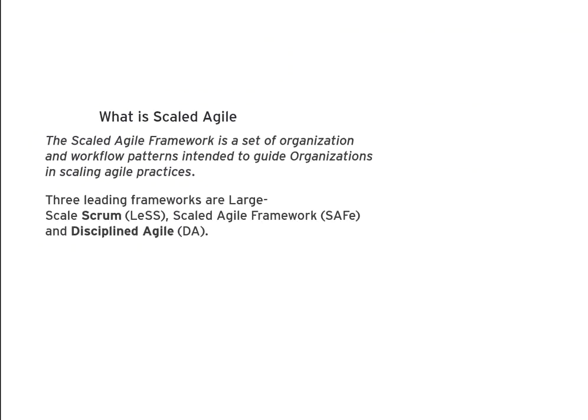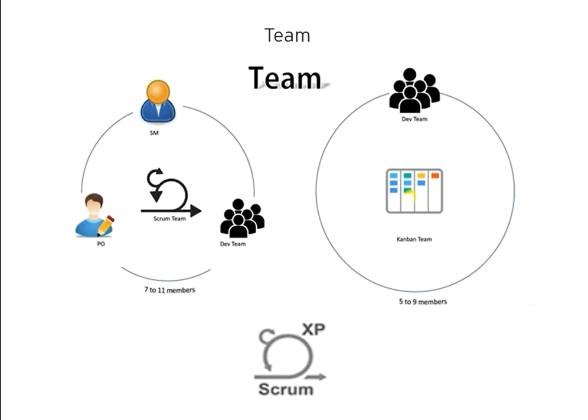So let's start with what is Scaled Agile. The Scaled Agile Framework is a set of organization and workflow patterns intended to guide organizations in scaling agile practices. Three leading frameworks are Large Scale Scrum, that is LeSS, Scaled Agile Framework, that is SAFe, and Disciplined Agile. So this is a team. It can have a Scrum team, it can have a Kanban team, and we have something called Scrum XP, which is introduced as part of SAFe.